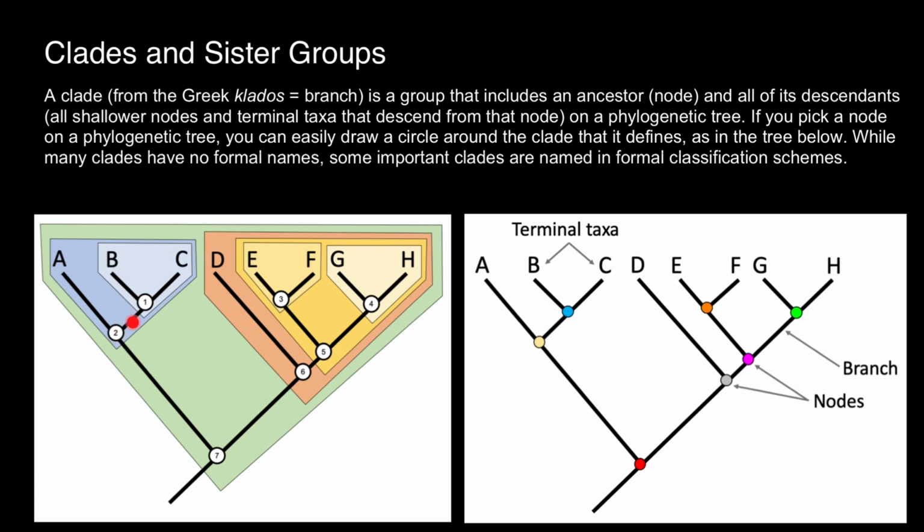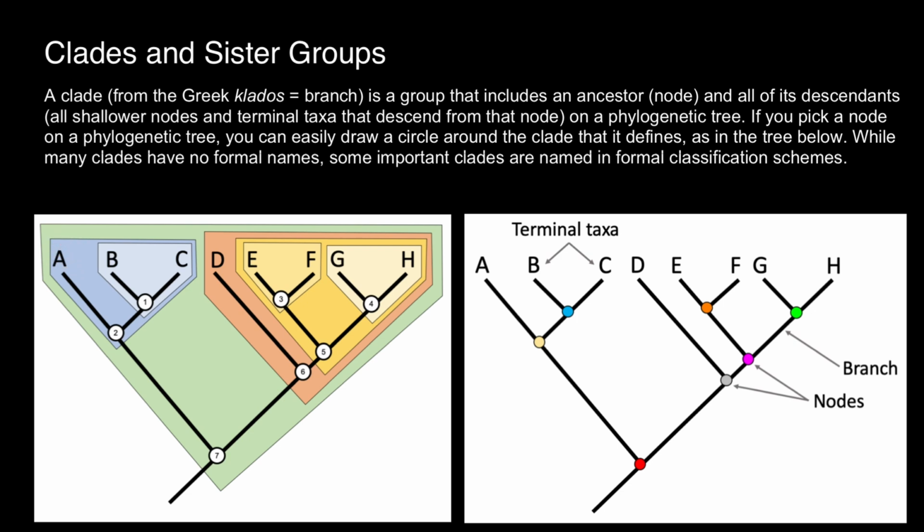But what if we take node 2? In this case, our clade is going to include taxon A, B, and C. But you should understand that if we include node 2, we cannot just circle B and C taxon, excluding A, because it's not going to be considered a clade, because we excluded one of the descendants.